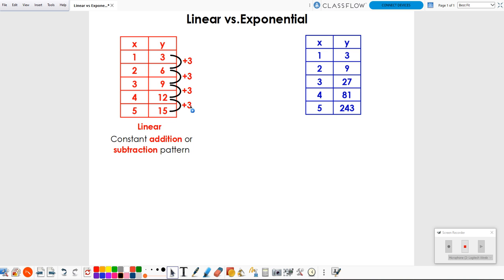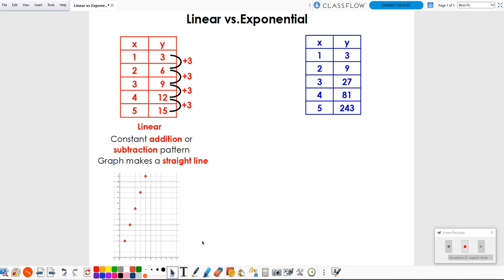Okay? That constant addition pattern means that when you make the graph, that graph is going to have a straight line because it's going to have a constant slope. If you think back to when we talked about slope, it was the change or the difference in y compared to the difference in x, and so it's constant. It will make a straight line.